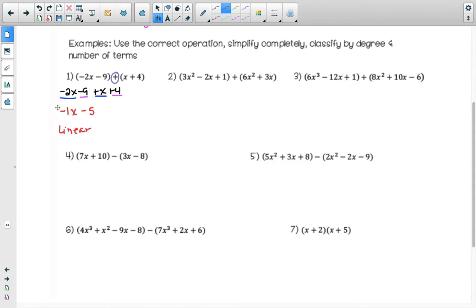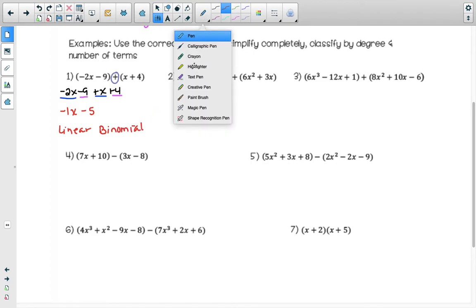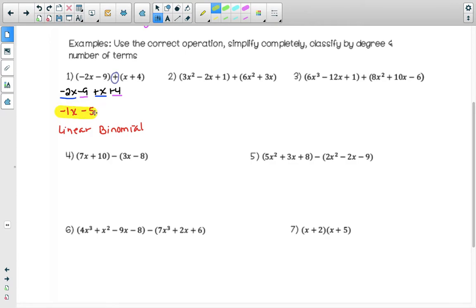And now that it's in standard form, I've simplified it completely. It has 2 terms, which is called a binomial. So the entire answer for this problem is it's simplified to negative 1x minus 5, and it's called a linear binomial.